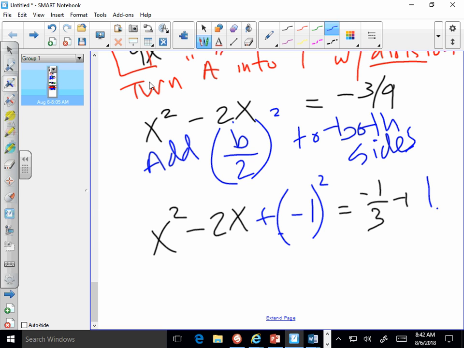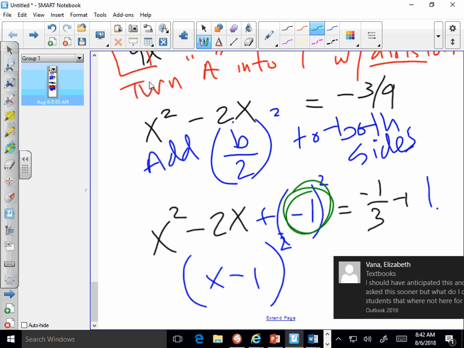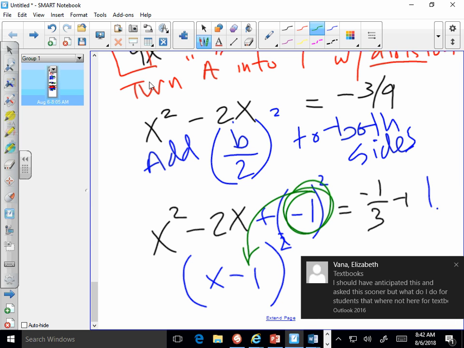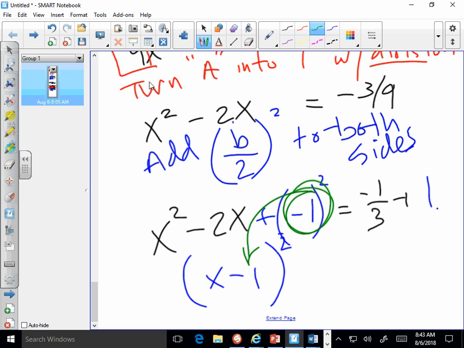Yes, because when I go to factor this trinomial, I'm not going to think about it. I'm just going to write that. This thing, the unsquared thing, comes right here. So if this were positive 2 squared, 4, if this were positive 2 squared, this would say x plus 2. Okay? But over here, I do want to combine these, and I do end up with 2/3.